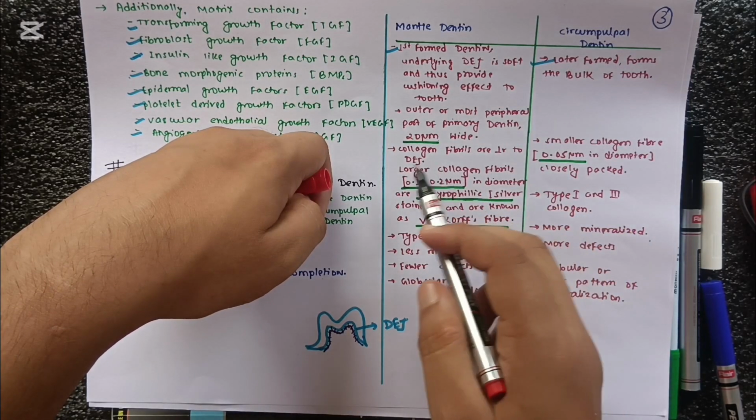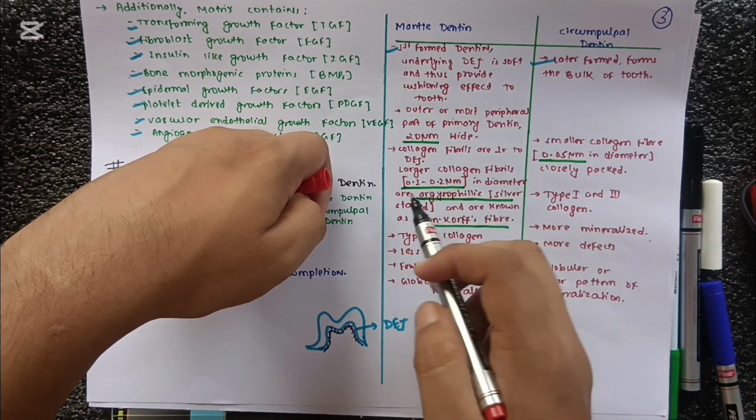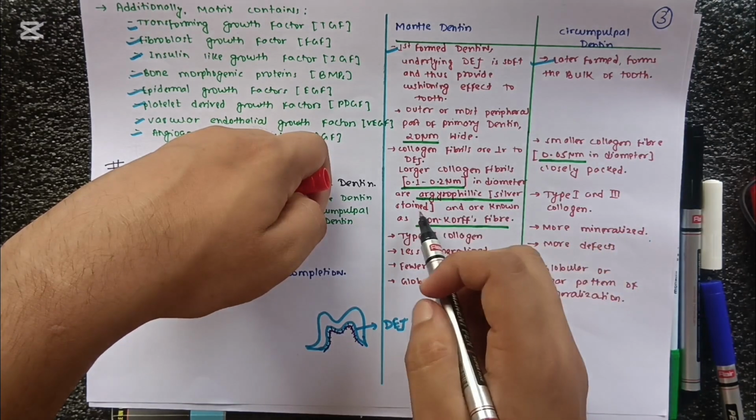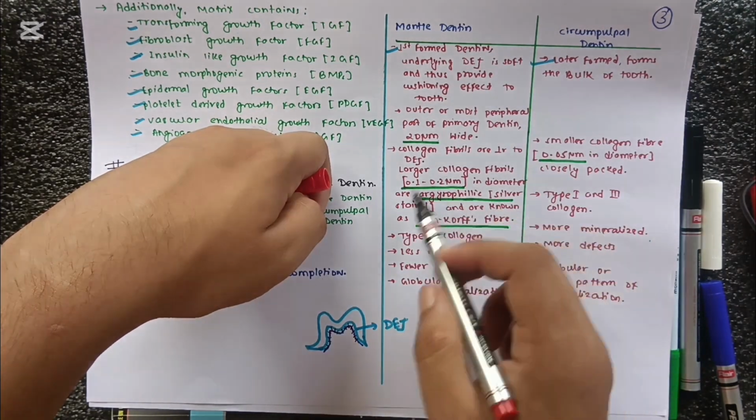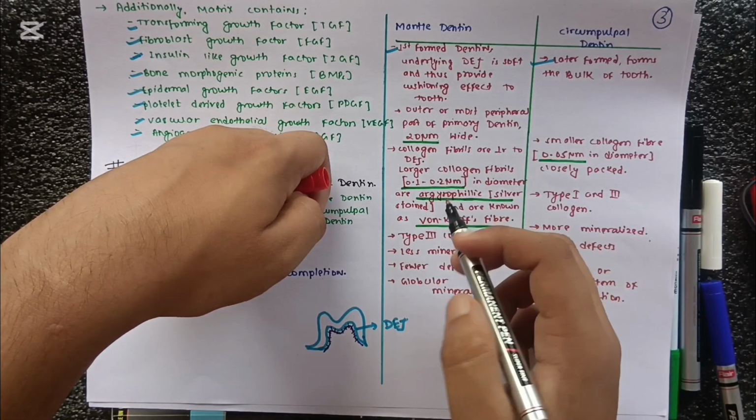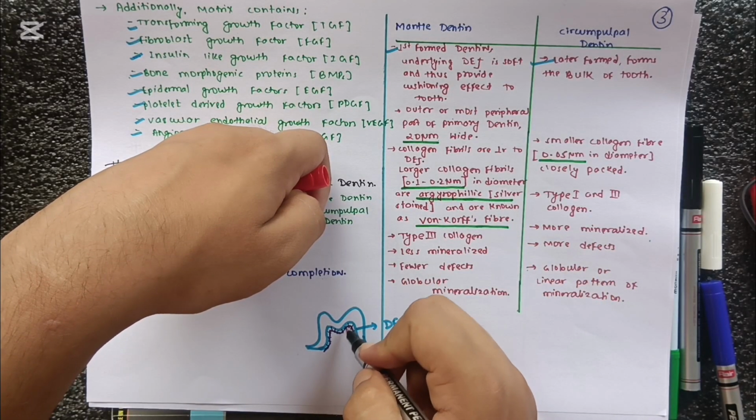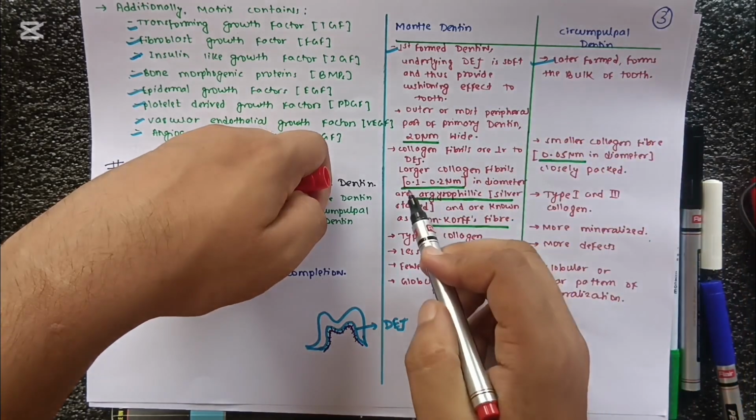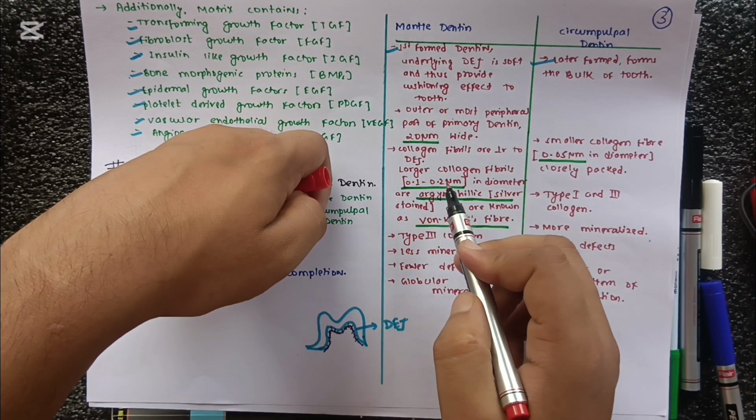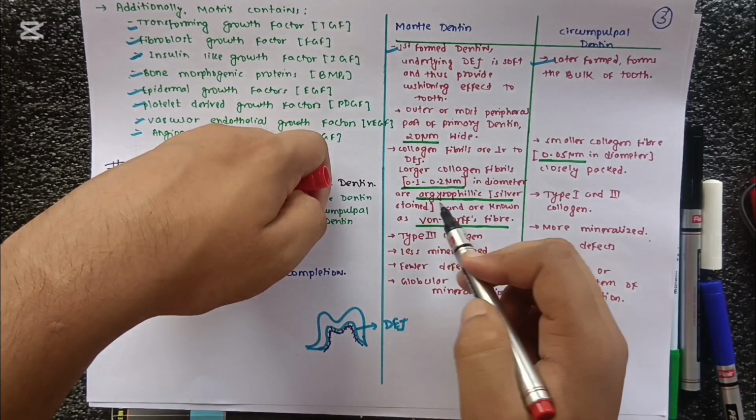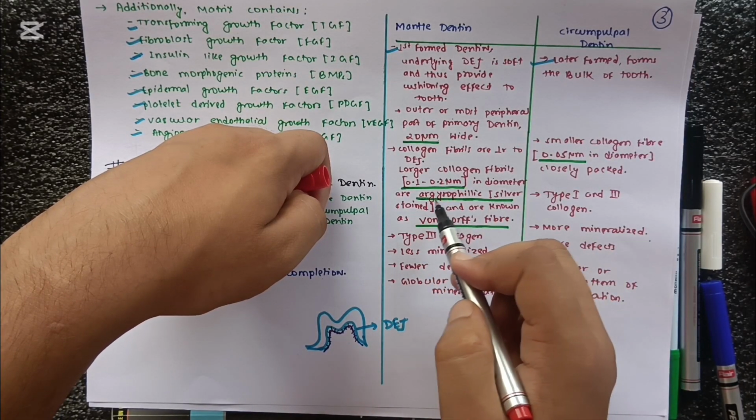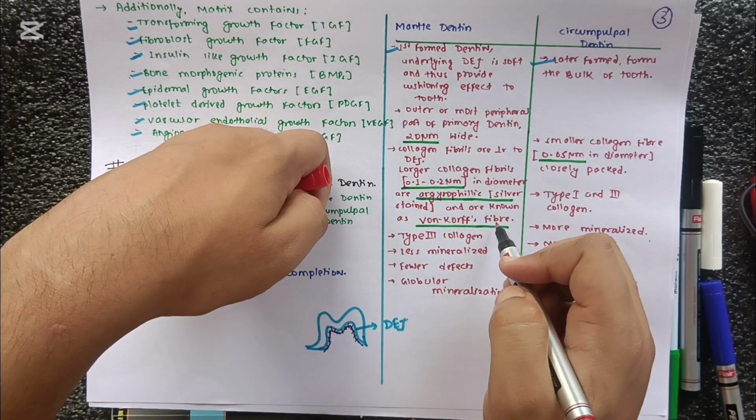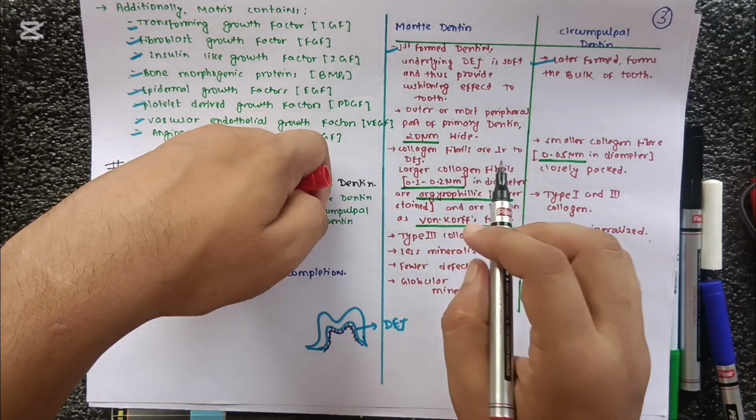Collagen fibers are perpendicular to the dentino-enamel junction, and larger collagen fibers, 0.1 to 0.2 micrometer in diameter, are argyrophilic, silver stained, and are known as Korff's fibers. So what this point wants to tell us is that the collagen fibers present in this mantle dentin are of larger diameter, 0.1 to 0.2 micrometer, and they are silver stained, so called argyrophilic, and those fibers are called Korff's fibers.